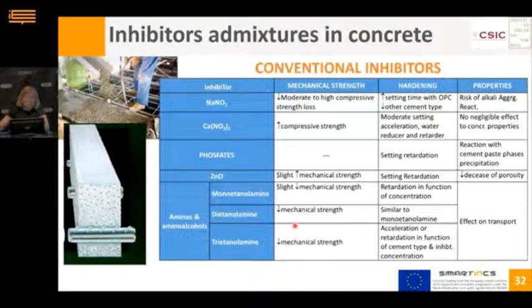This is for conventional inhibitors. I have already mentioned sodium and calcium nitrites, phosphate, zinc oxide, and also the organic inhibitors, mono or diethanolamine, triethanolamine. All of them have a certain modification of the properties, either in the fresh state or hardened state, that we need to take into account when we are adding these additives into the mixture.